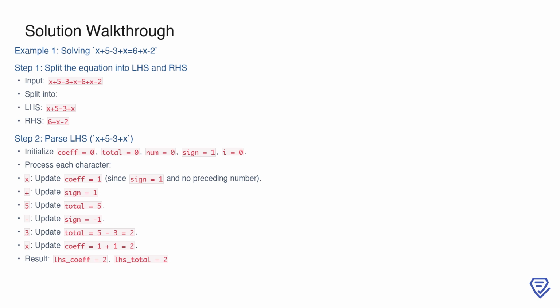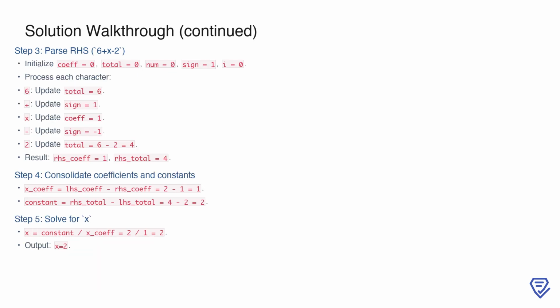We initialize variables to track the coefficient of x and the constant terms. Coef starts at 0, total starts at 0, number tracks the current number, and sign starts as 1 for positive. As we process each character, the first x adds 1 to the coefficient since there's no preceding number. The plus sign sets the sign to positive, and 5 adds 5 to the total. The dash sets the sign to negative, and 3 subtracts 3 from the total, leaving us with 2. Finally, the last x adds another 1 to the coefficient, resulting in a total coefficient of 2 for x and a constant total of 2 for the LHS.